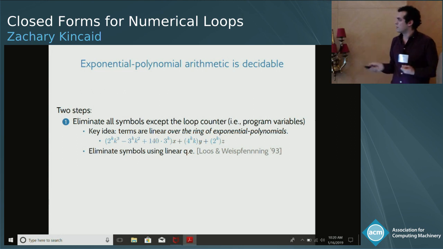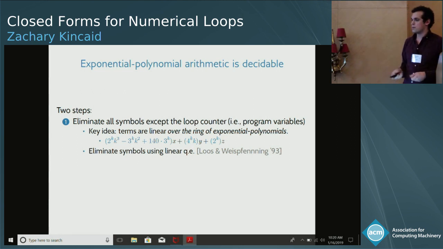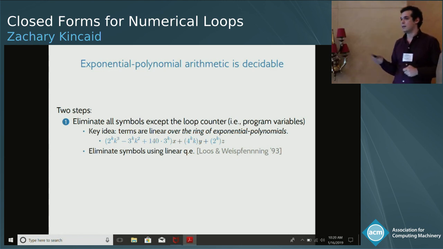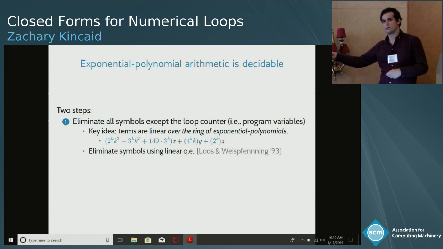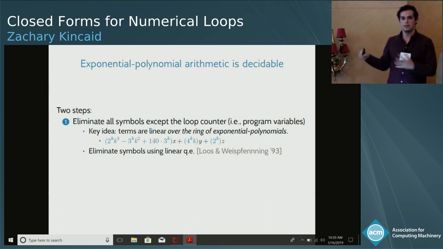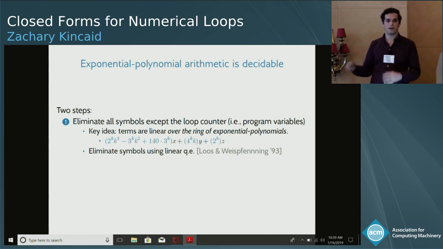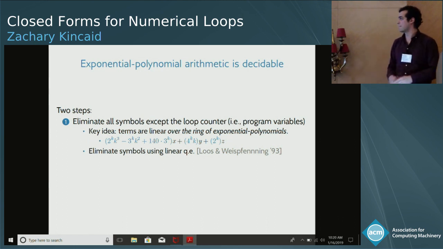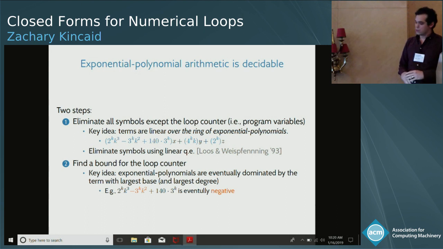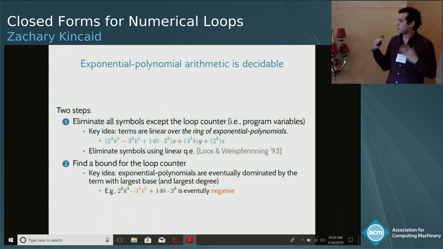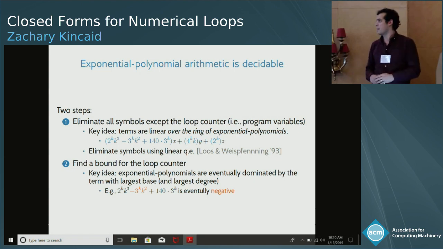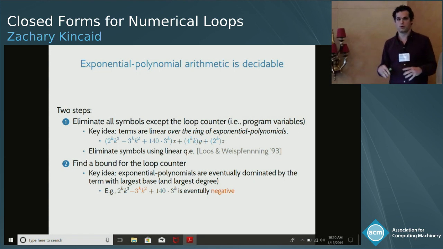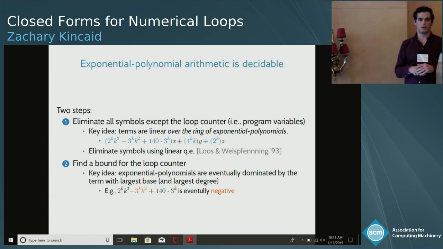And what this means, more concretely, is that I can think of all the terms in my logic as being linear, but where the coefficients, rather than being numbers, are exponential polynomial functions. And as a result of that, I can apply essentially linear quantifier elimination techniques to get rid of all of the variables except for the loop counter k. So after this variable elimination procedure, we're left with a residual formula that only involves one variable k. And then we're just going to find an upper bound for how high k needs to be. Right, k is a natural number, so I can just check. I'm computing some sort of small model property for this logic.